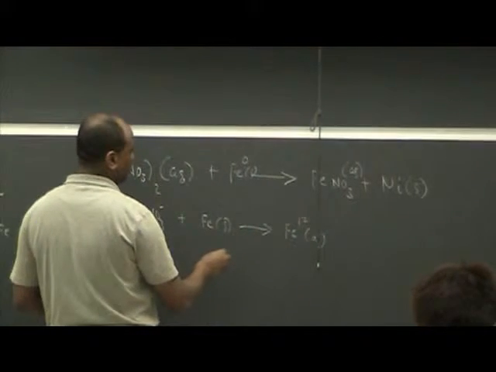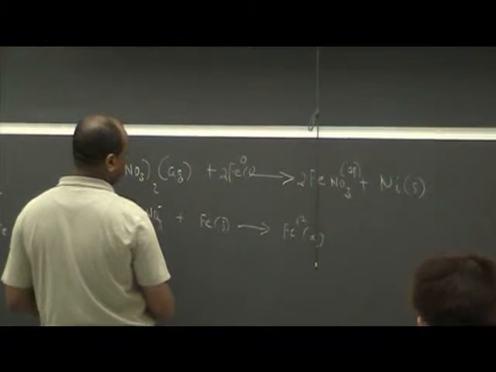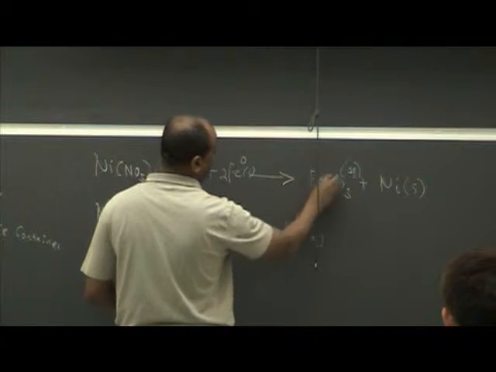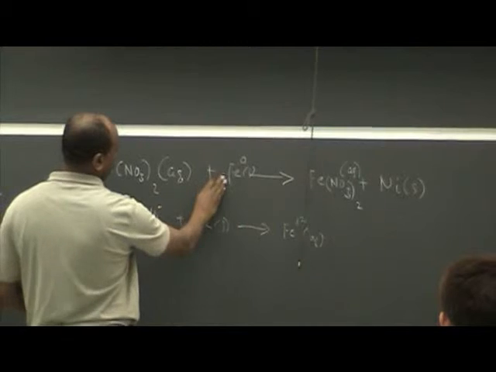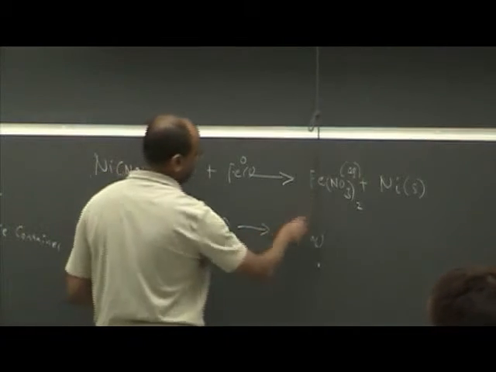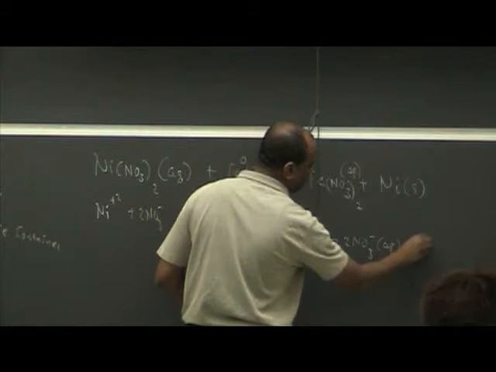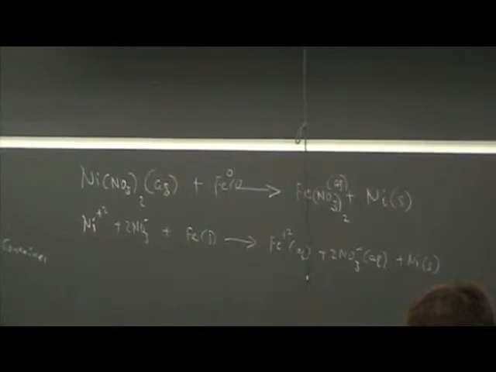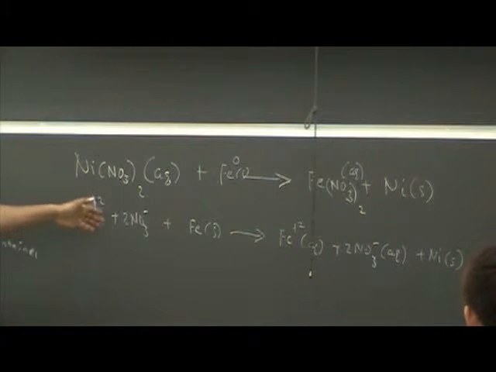First of all, we have to balance the equation, okay? That's supposed to be Fe(NO3)2. So it's already balanced, right? We have 2 NO3 minus, and we have Ni, nickel, solid, right? So this is an ionic equation. It's not a net ionic equation, but it's an ionic equation.